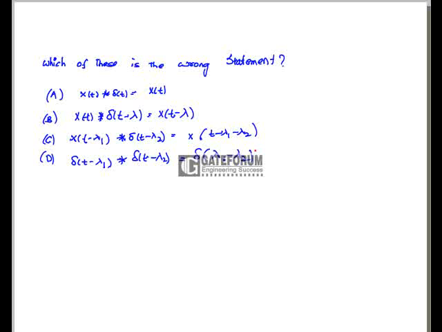So statement D is the only wrong statement, because all the other three statements, A, B, C, are correct. So option D is the false statement. Hence, option D is the correct answer.